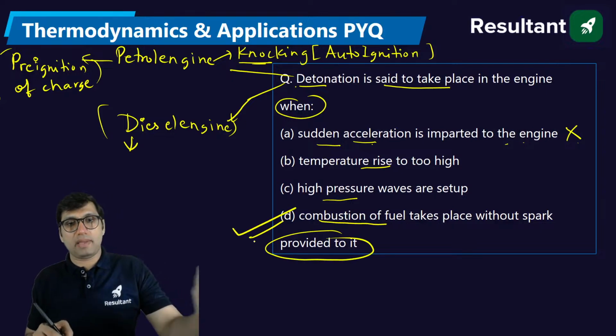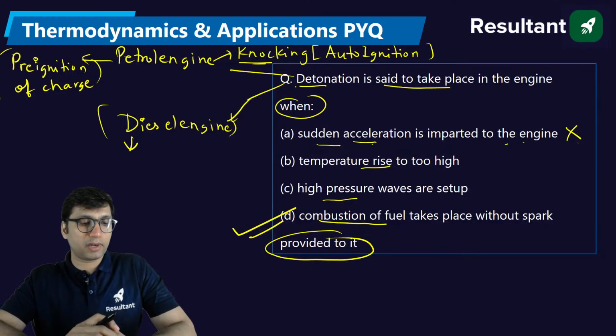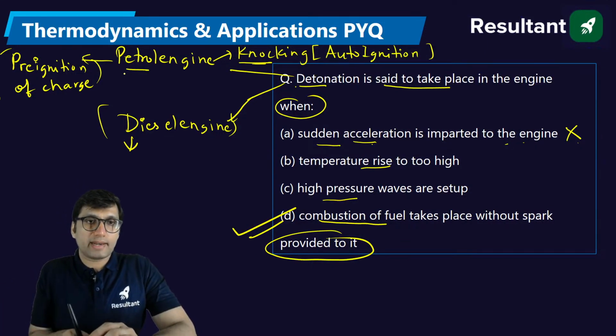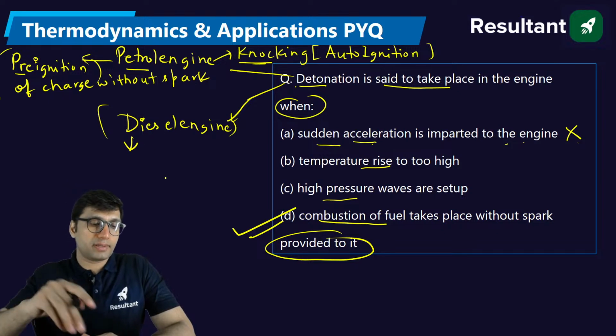So based on the options given, only option D is the correct answer, because in a petrol engine detonation definitely takes place due to pre-ignition of the charge without spark. Okay, due to repeated knocking, pre-ignition of the charge without spark causes detonation in the petrol engine, while in a diesel engine the reason for detonation is different.